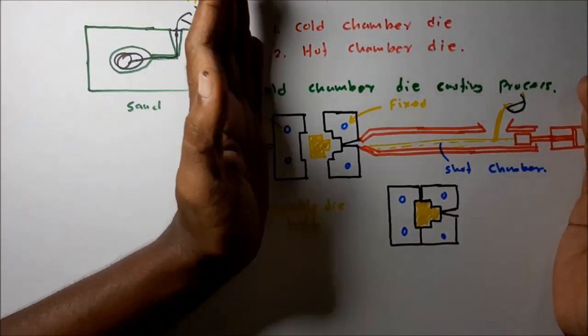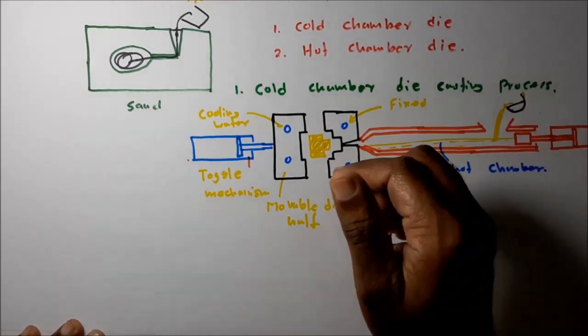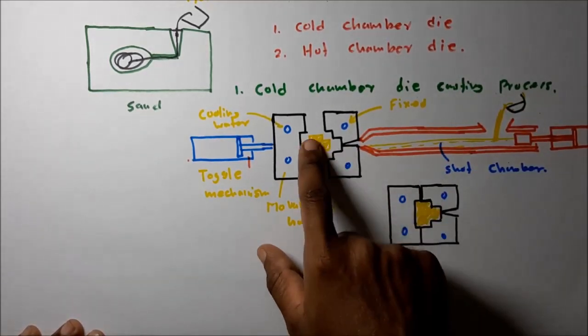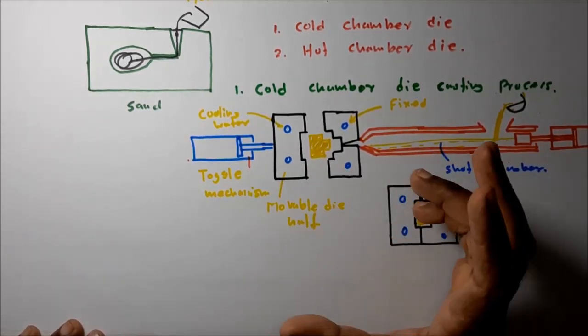Then again the mold closes. Then the plunger is activated. The cylinder is activated. Then molten metal is injected into this cavity with a greater pressure. This is a cyclic process.